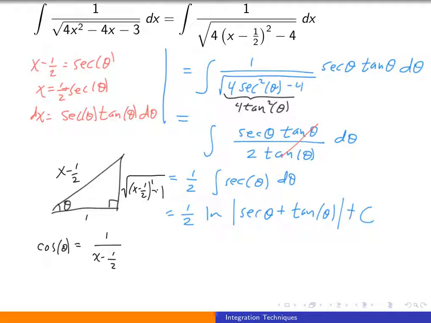And now, rewriting in terms of x's, well, secant of theta we know is x minus 1/2. And tangent of theta, looking at our triangle here, opposite over adjacent, gives us the square root of x minus 1/2 quantity squared minus 1, all plus c.